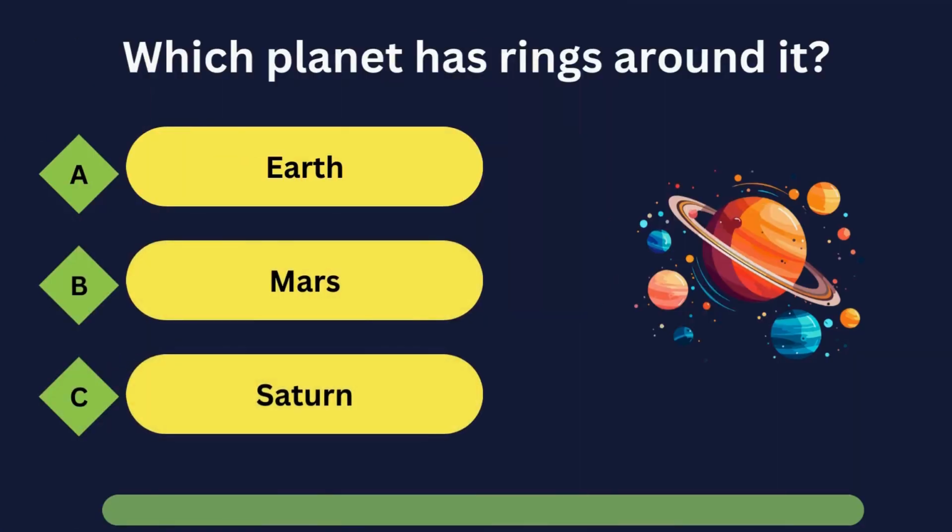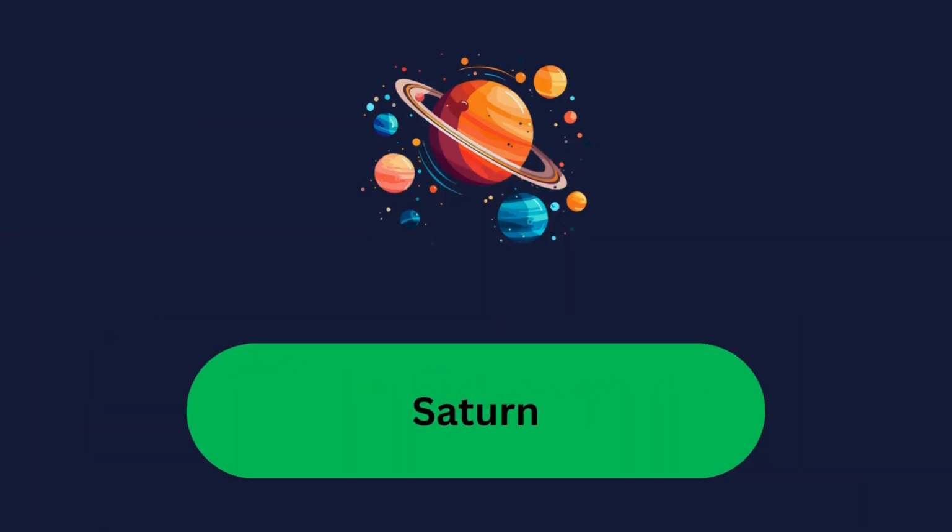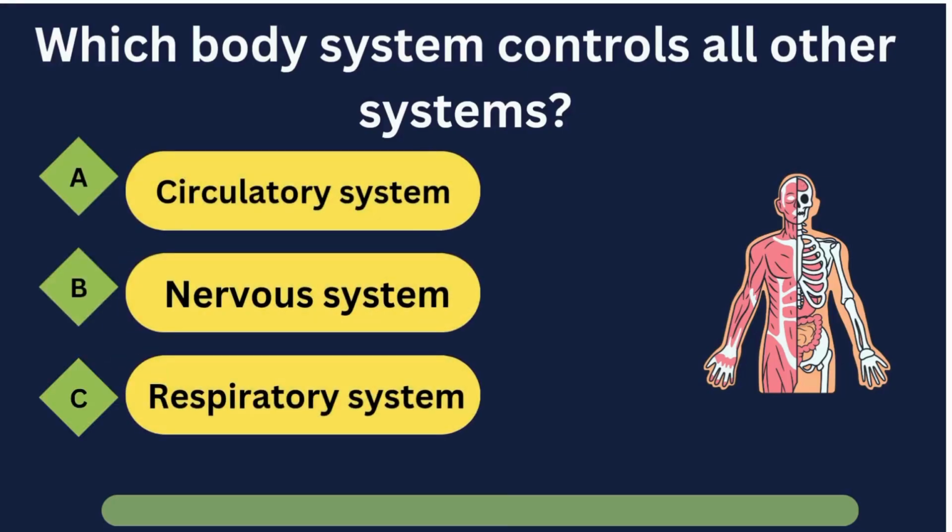Which planet has rings around it? A, Venus. B, Earth. C, Saturn. Which body system controls all other systems? Atom, circulatory system, cell, nervous system, respiratory system.